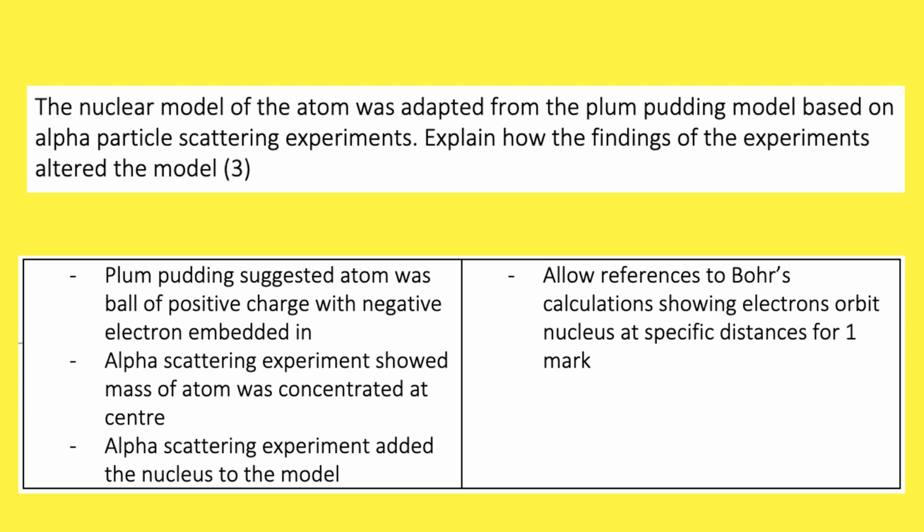So the alpha scattering experiment added the nucleus to the model. So they knew there was a very heavy centre. The mass was concentrated at the centre, so that gave the idea of the nucleus at the centre of the atom, and that there were outer, lighter areas surrounding that central heavy nucleus.